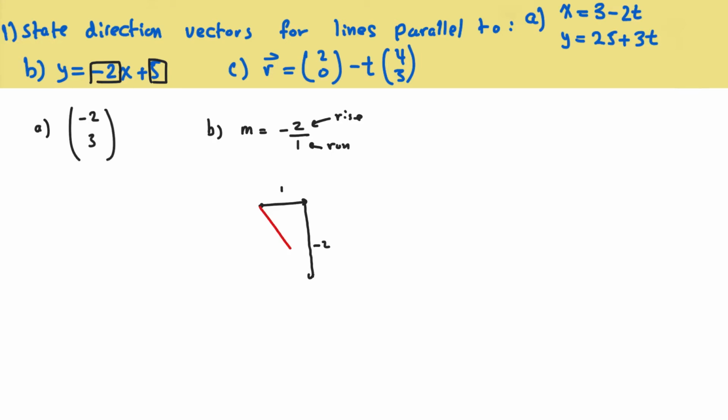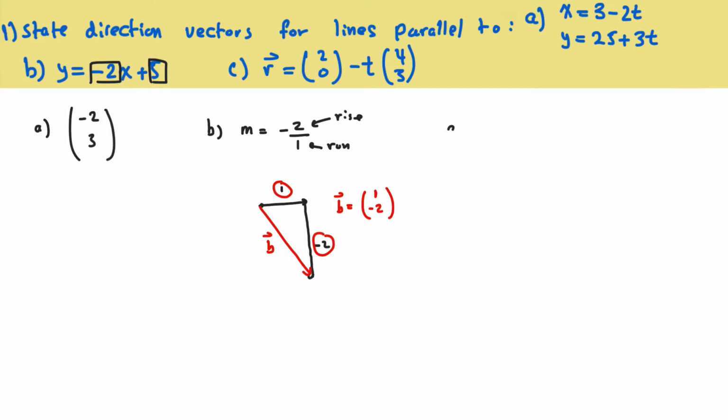And our direction vector tells us the movement in the x direction and the y direction. So our direction vector, let's call it B in this case, is going to equal, in the x direction we go by 1, and in the y direction we go by -2.